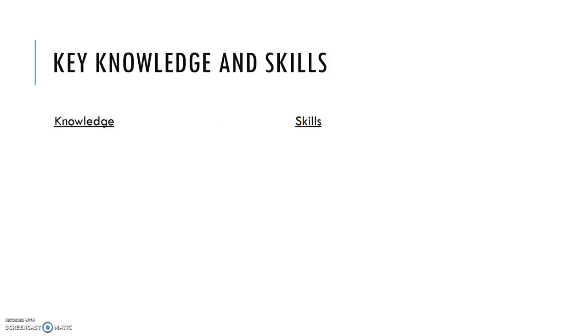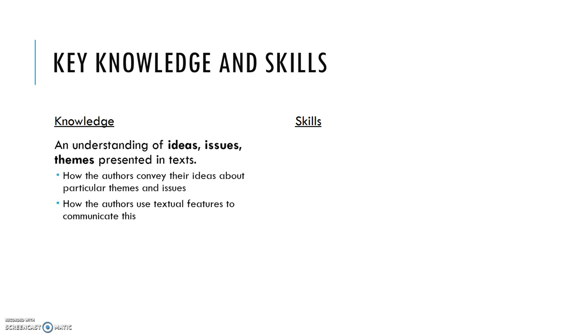So let's go through the key knowledge and skills that are stipulated in the study design. Now, in the study design, you need an understanding of ideas, issues, and themes presented in texts, and we're going to go through what that jargon means in a second. So you will need to know how the authors convey their ideas about particular themes and issues, and how the authors use textual features to communicate this. Alright, so what do the authors want to tell us, and how do they do it?